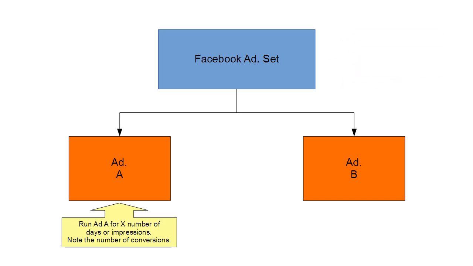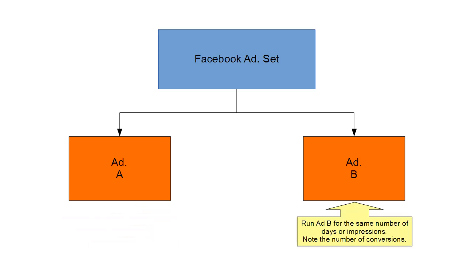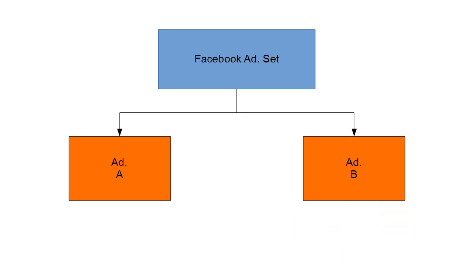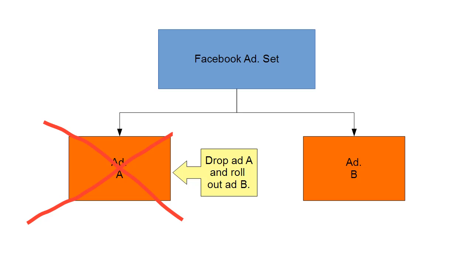So let's say you're going to have the two ads and you run Ad A for X number of days or impressions. You then note the number of conversions. You then run Ad B for the same number of days or impressions, and again you note the number of conversions. Now, let's say, for the sake of argument, that when you go through all the stats, you find that Ad B outperforms Ad A. What you simply do is drop Ad A and roll out Ad B to everybody that you want to target with the ad.